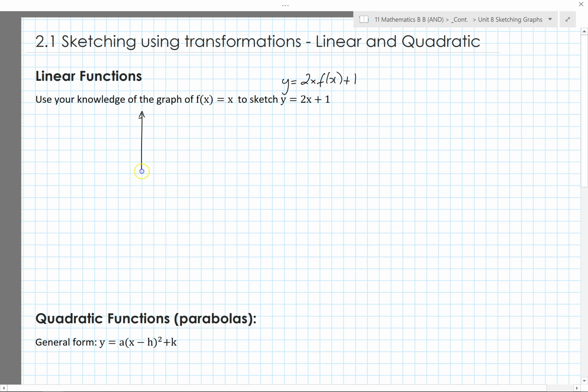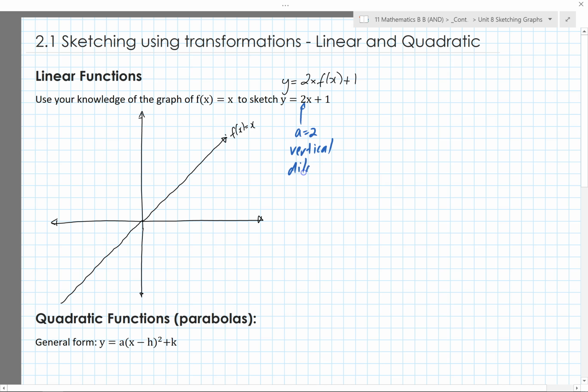So my knowledge of the graph f(x) is that it's a straight line going up 45 degrees. I've got now an a value of 2, which indicates to me a vertical dilation. Since a is greater than 1, it's a stretch, which means I'm going to be making all of these points twice as far away from the x-axis as they are currently. Okay, so my graph's going to look something like this at the moment.